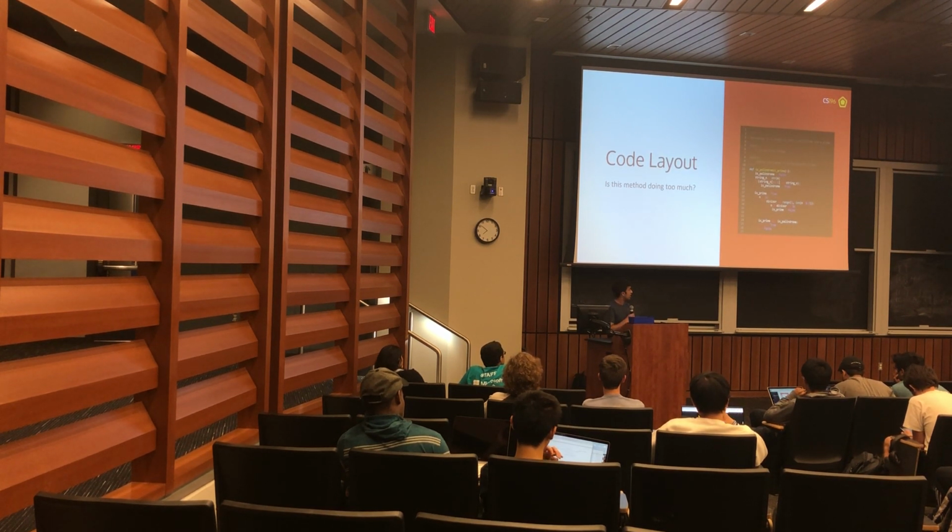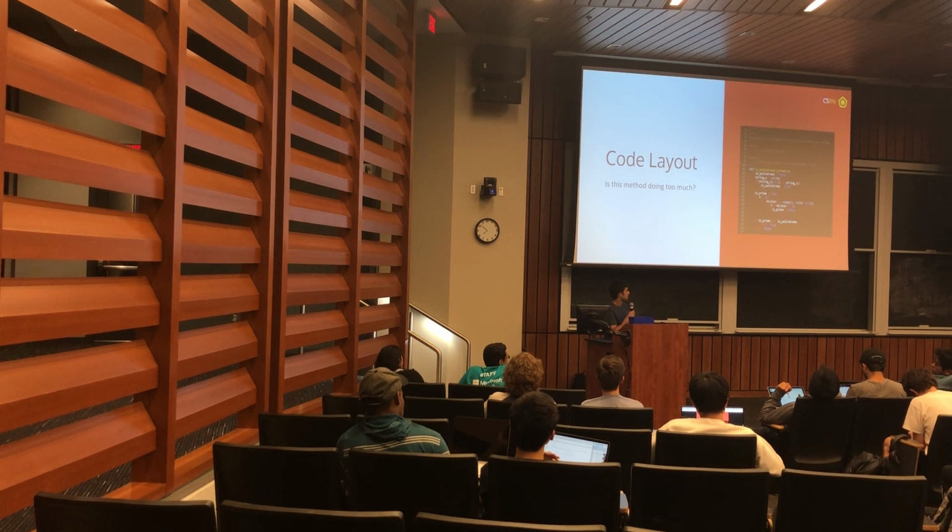So next thing is coding layout. Is this method doing too much? This is a method from your homework that you could have used, I guess, to find if something is a palindrome prime. It's doing a lot in there, like first figuring out if it's a prime, then finding out if it's a palindrome. And this is really doing a lot.